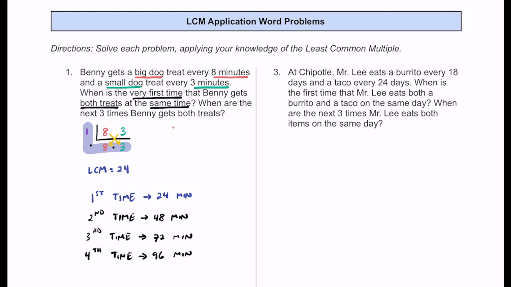Again, the big idea here is that if you would like to list multiples, you could as well. For 8, we have 8 and then 16 and then 24 and then 32. This is how often he's going to be getting the big treats. And for the small treats, it's every 3 minutes, so 3, 6, 9, 12, 15, 18. We can go to 21, 24, 27, and so on and so forth. So the very first time that you can see they hit the same number is at 24. If it helps to see them listed out, then that is helpful for you. But you don't need to list every single time. You can use the ladder method, the cake method, or prime factorization if that is more helpful.